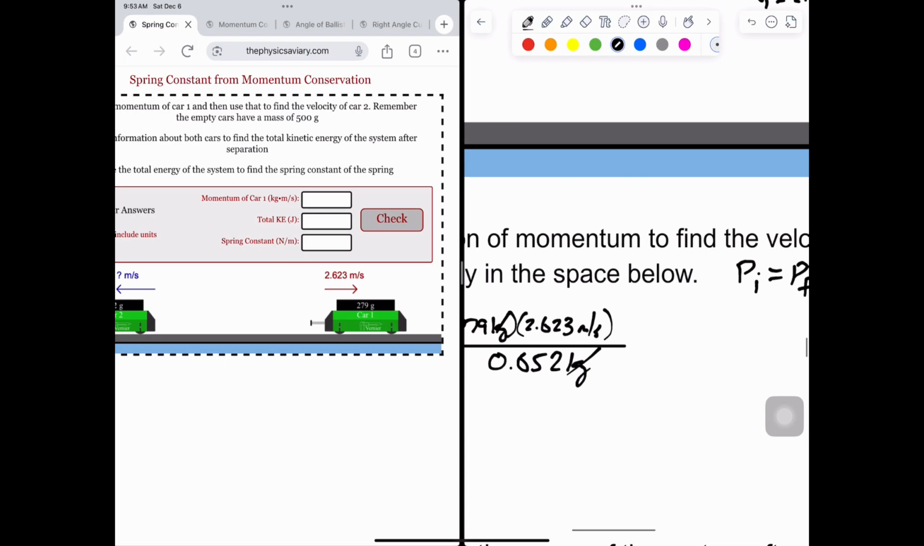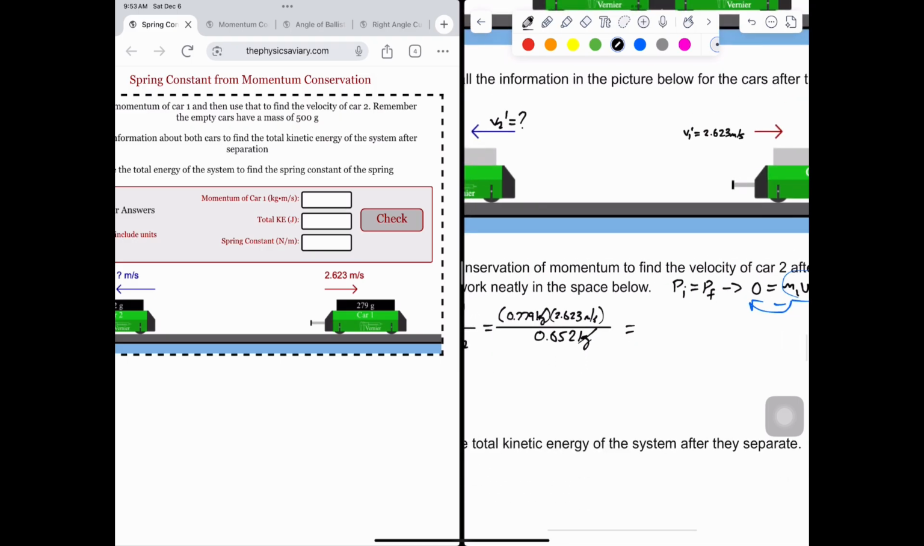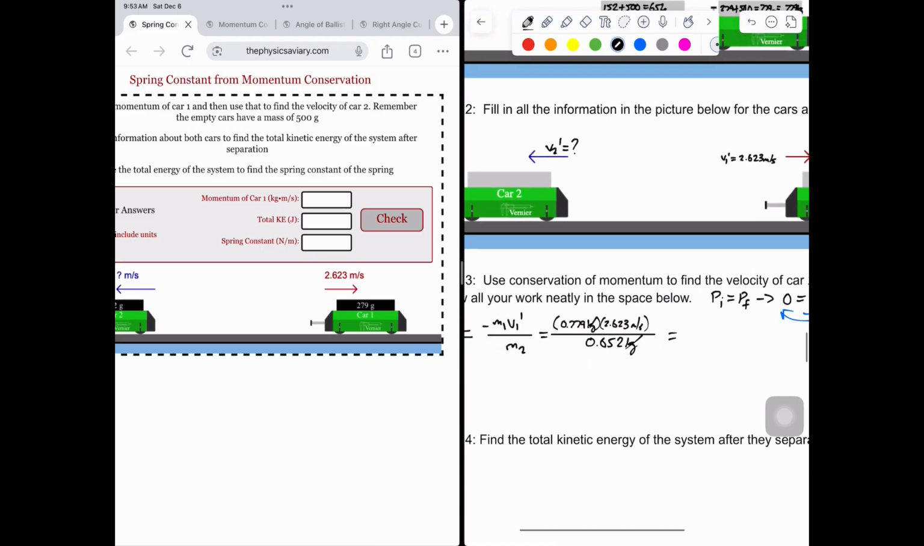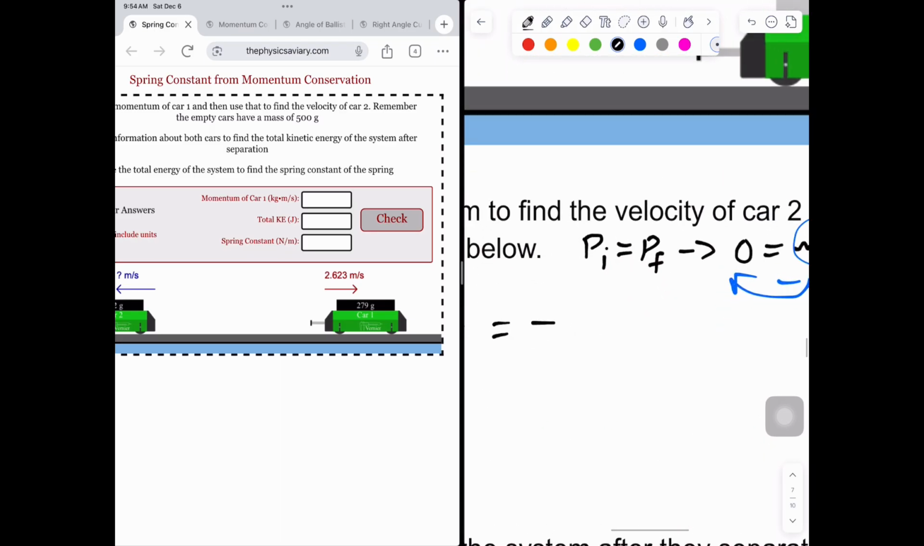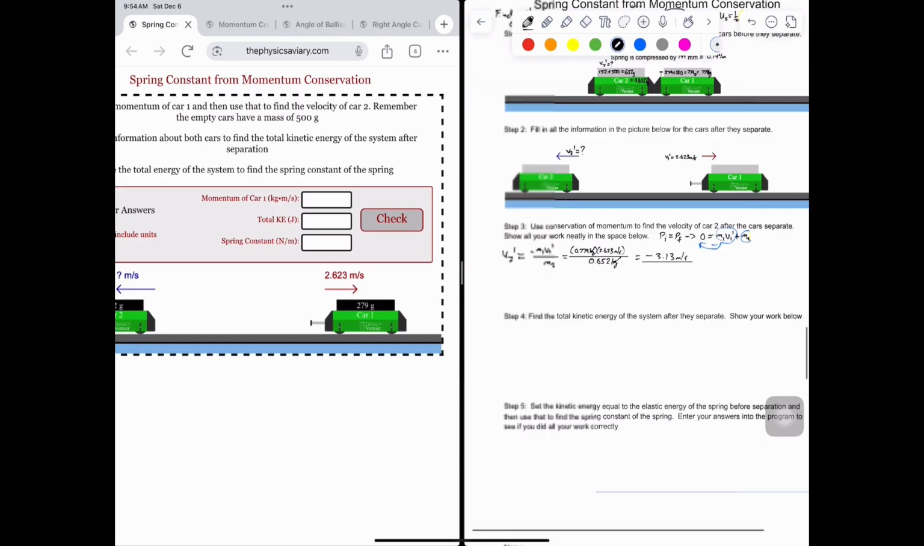See, that cancels. Okay, now our answer should be negative. We can see it's negative because velocity 2 is going to the left, but make sure we account for that. Go ahead and take a moment to plug in your values. I'll plug in mine. Okay, and I'm getting a value of negative 0.313 meters per second. Okay, so that's my velocity of car 2 going to the left.